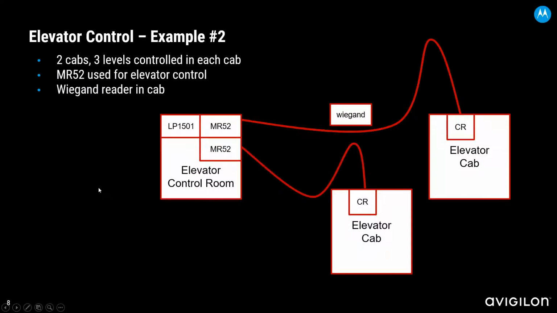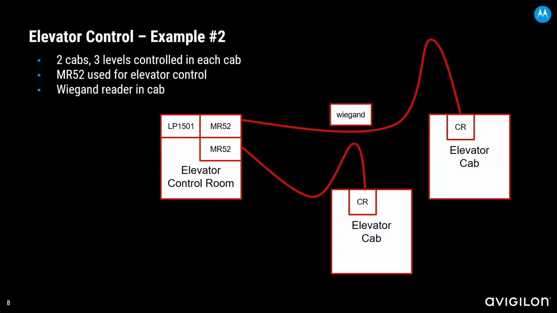So I'm going to jump over to example 2. Now this one, we're going to have 2 elevator cabs, and each of those cabs is going to have 3 levels controlled. So here I'm going to use the MR52. It's only got 3 levels to control. It's a short distance, and the traveling cable's not going to go very far.